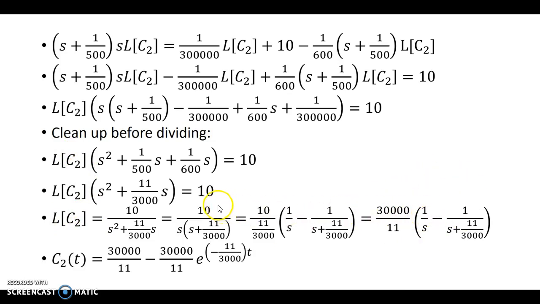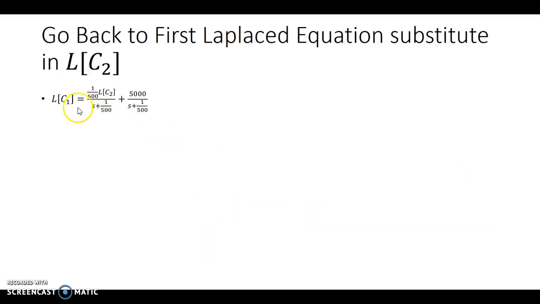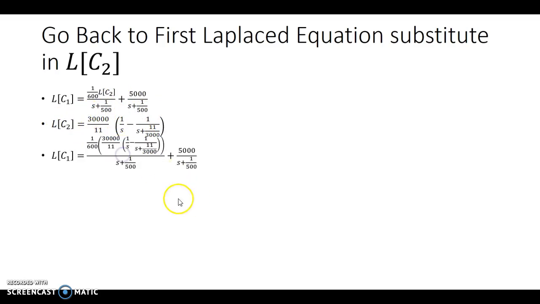And I'm going back to the first Laplace equation, and in this equation, I'm now going to substitute out what the Laplace of C2 is equal to. Well, the Laplace of C2 is equal to this thing. This was prior to inverting it. And when I plug that big old mess in, all I've done here is I've replaced L of C2, that quantity, with this whole mess right there.